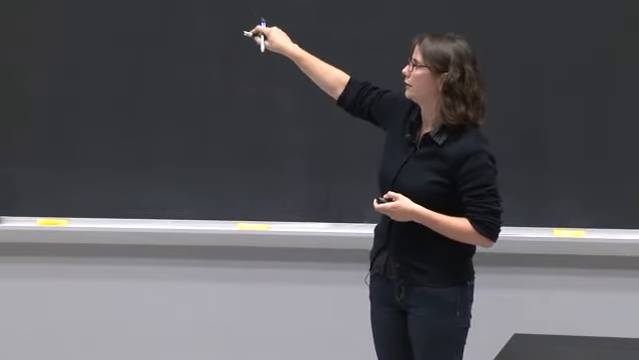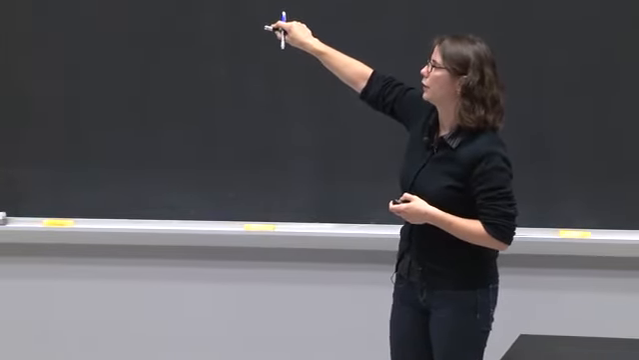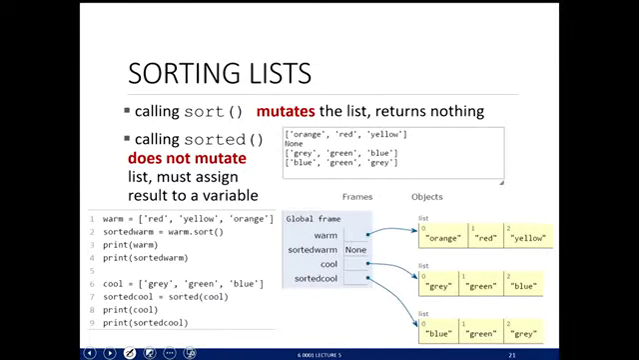Sorted, on the other hand, does not sort the list that's given to it, and instead it returns a sorted version of the list. So in this case, if cool is equal to these 3 colors, gray, green, blue, if I do sorted cool, it's going to return the sorted version of that list, which is blue, green, gray, and it's assigned to the variable sorted cool. So when I print them, it's going to show me the 2 separate lists, one being the original unsorted one, and one being the sorted version.